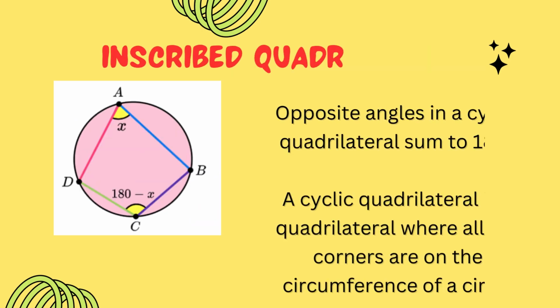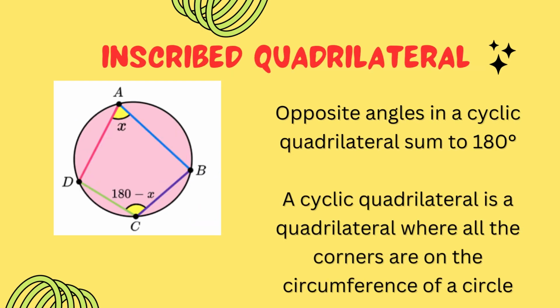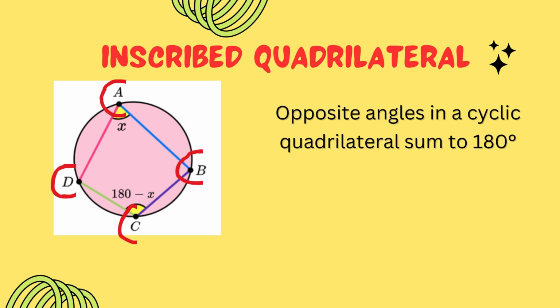So here a quadrilateral is inscribed in the circle, and by inscribed it means that all 4 points of this quadrilateral lie at the circumference of the circle. So in this case, the sum of the opposite angles will be equal to 180 degree. So if this is x, then this is 180 minus x, and similarly if this is y, then this will be equal to 180 minus y.